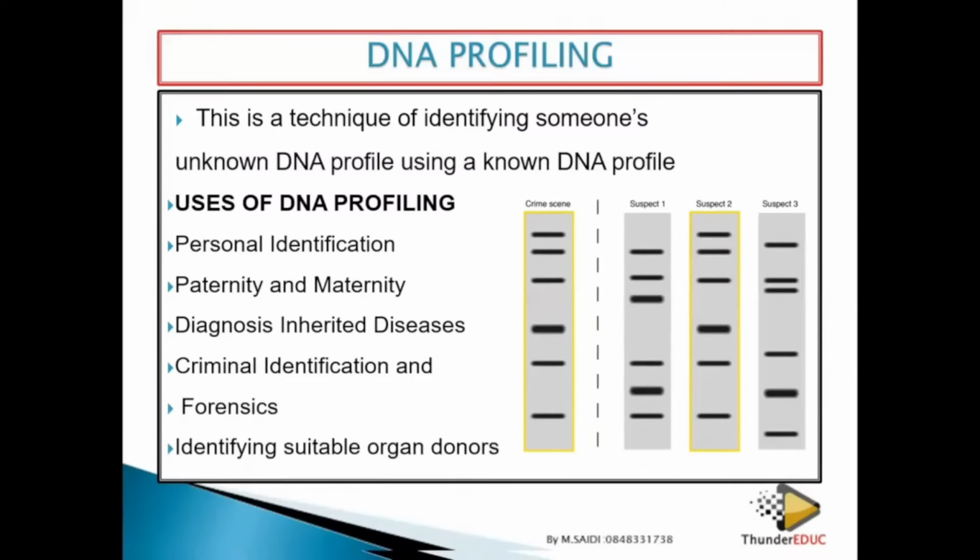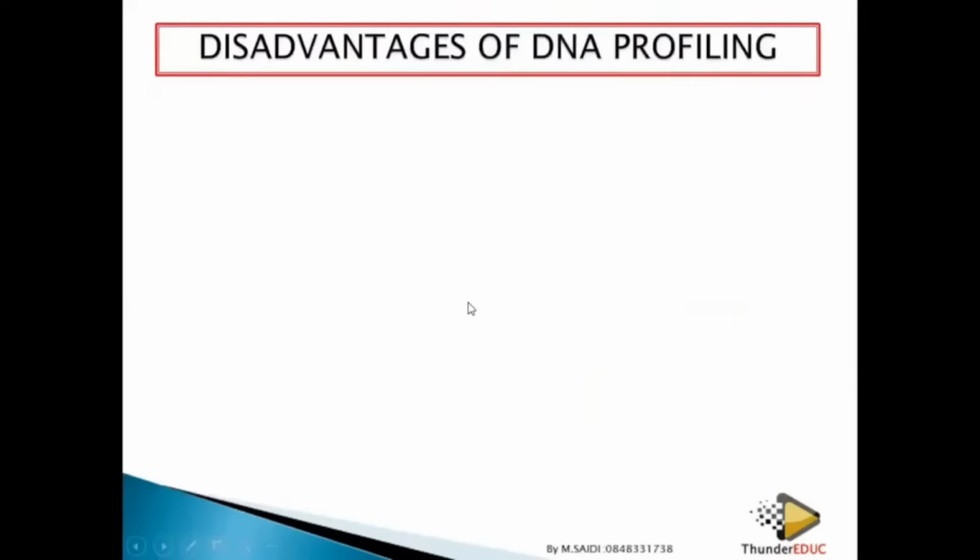Then they are saying identifying a suitable organ donor. It's not easy to find an organ donor. So you have to first see whether the DNA profile of you and the person you are giving the organ to is compatible or almost the same, otherwise the organ will be rejected by that person's body. So what we do is first identify the correlation between you and the person who is going to receive the organ. And once they are compatible, then they transfer the organ from one person to another.